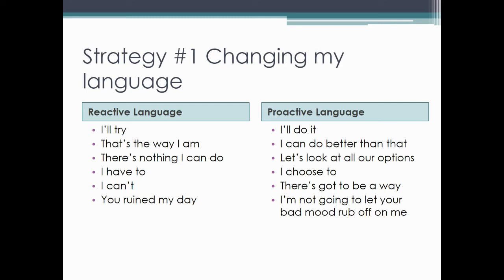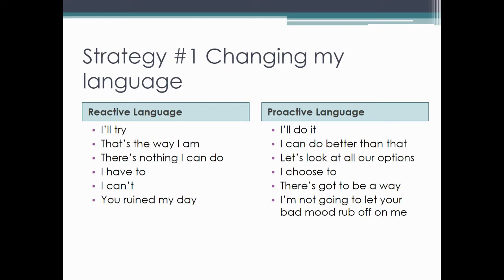So instead of saying, I'll try, right, that would be reactive language. Instead, maybe you can say, I'll do, right? So committing to doing something instead of saying, I'll try this. You can actively say, I'll do it, and here's how I'm going to do it. That's definitely proactive.